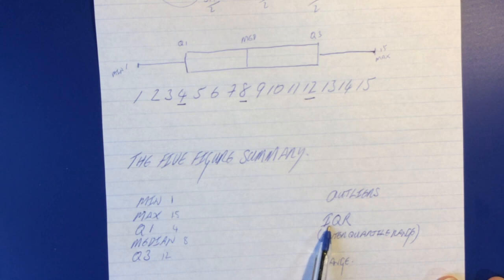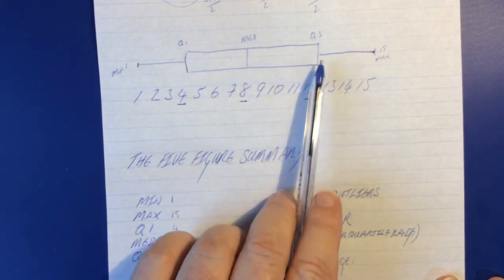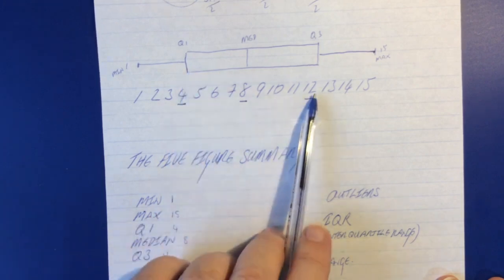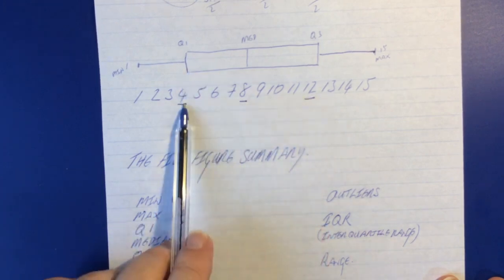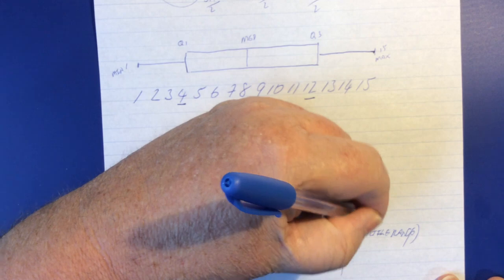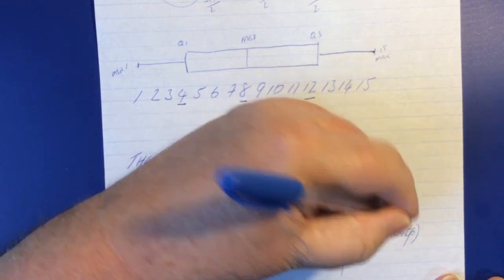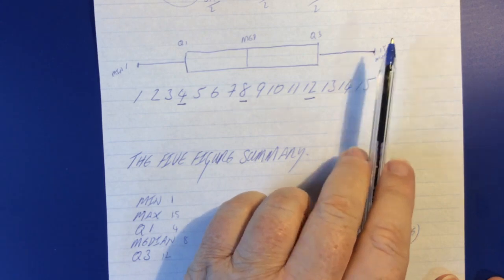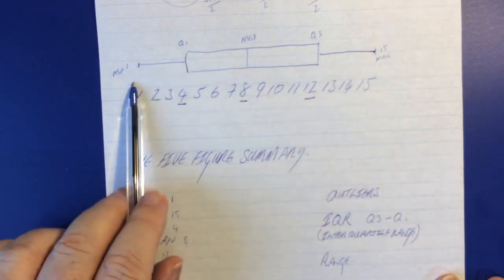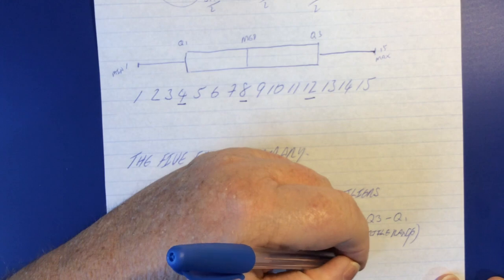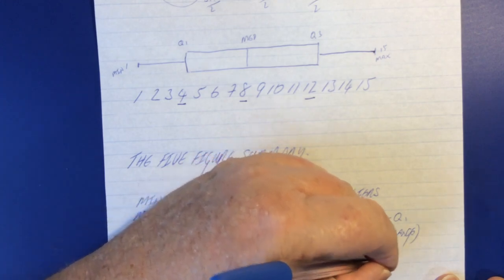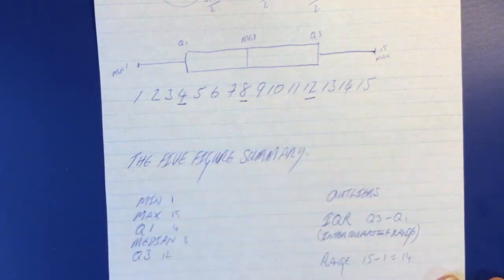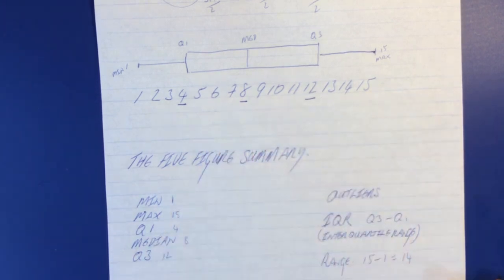The interquartile range, which is useful to know, it's the difference between this and this. So it is, in this case, 12 minus 4, but it is Q3 minus Q1. That's normally it. And the range is from the maximum value to the minimum value. So the range here is 15 minus 1, which equals 14. So it's the difference between that and that.